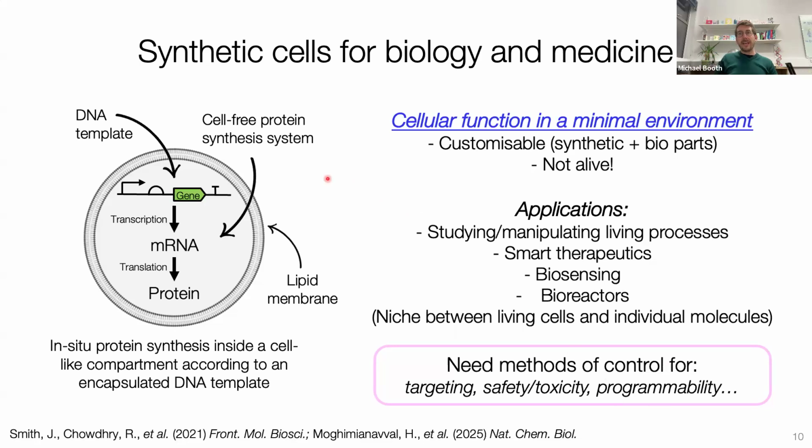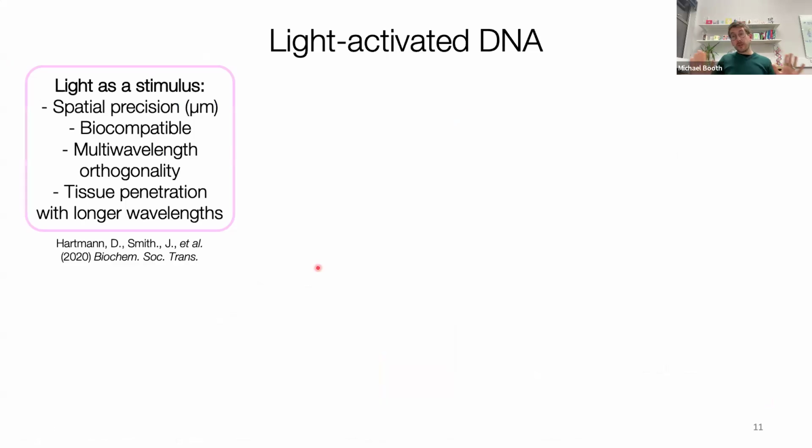And so the way we get control in these systems is chemistry, right? So we're a chemistry group as well as a synthetic biology group. And we tend to do a lot of modification on the template of the DNA that we put into the cell-free protein synthesis systems. So the first stuff we ended up working on was on light.